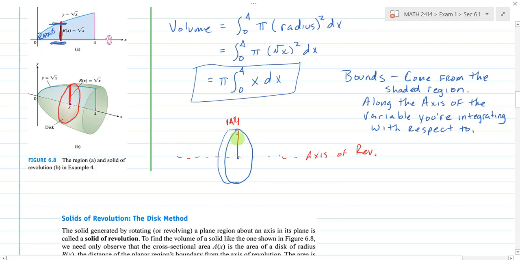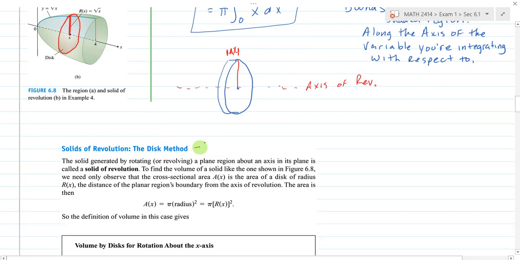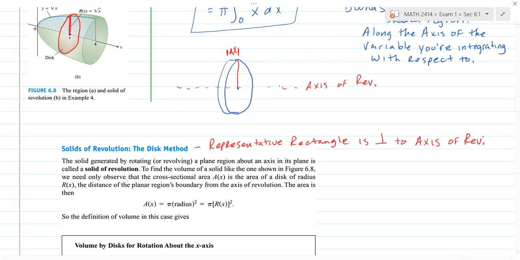For the disk method, we want to draw in our two-dimensional picture what I call this representative rectangle right here. That tells us what our radius is. That rectangle will always be perpendicular to the axis of revolution if you're generating a solid shape whenever you're revolving. So for the disk method, your representative rectangle will always be perpendicular to the axis of revolution. So once you know what you're revolving around, you know that the rectangle you're going to draw to help you figure out what your radius is going to be is perpendicular to that axis.